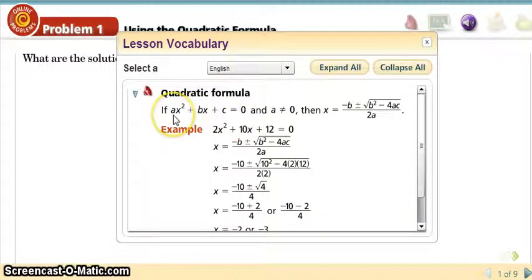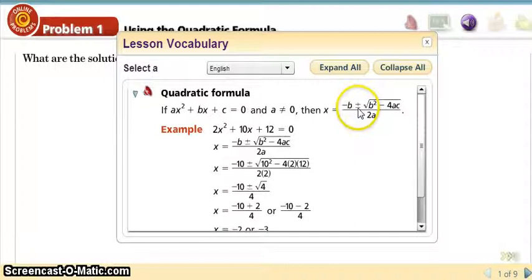Now, if you can identify the a, the b, and the c in any quadratic equation, then using the quadratic formula is going to be very simple. You just take every one of those values and plug it into this formula. So please make sure you have this formula written correctly and well so that you can read it in your notes. The formula for the quadratic formula is x equals the opposite of b.